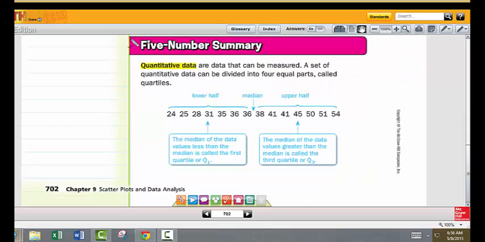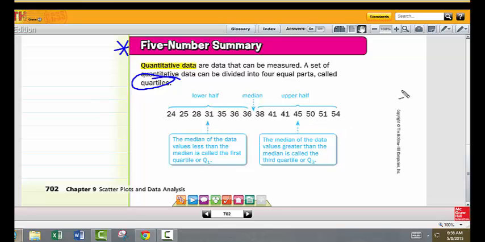Now let's talk about 5-number summary. Again, this is something I'm quite certain you're familiar with, but we'll review it all. Quantitative data are data that can be measured. We can set a measurement for it. A set of quantitative data can be divided into 4 equal parts called quartiles. Make sure you put all of these things in your notes, even things like quartile. If it's not part of your vocabulary, you might want to remind yourself of that in your notes. What we do, and again, Microsoft Excel would be great for this, is order the data, whatever data you are given, from least to greatest.